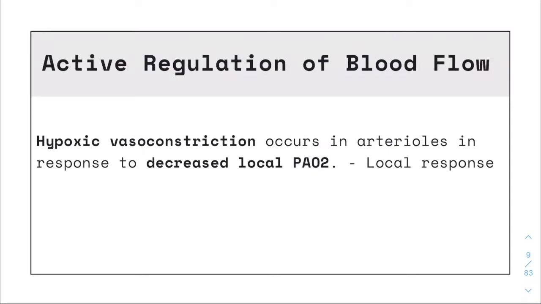In high altitude, because there would be low inspired oxygen tension, they will have a greater effect on your pulmonary vascular resistance because all vessels will be affected.